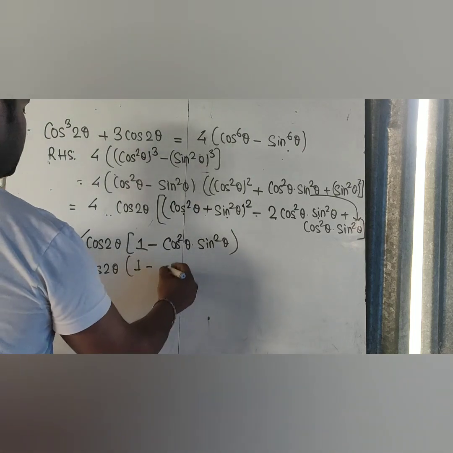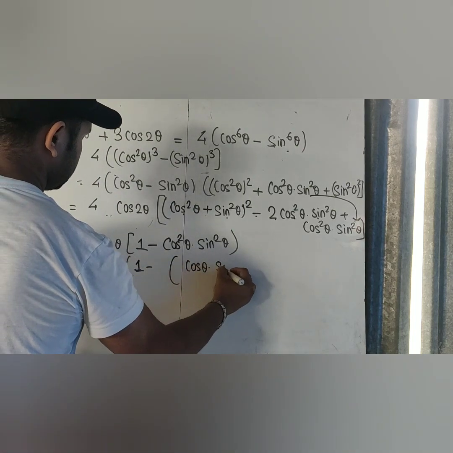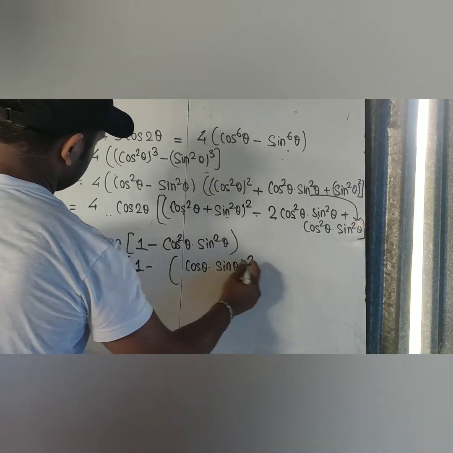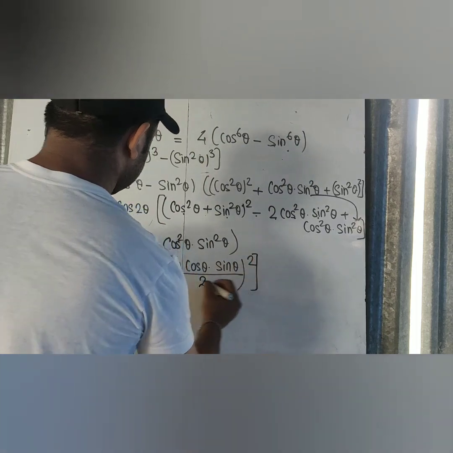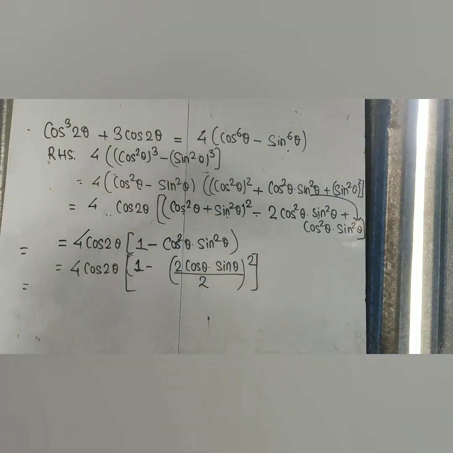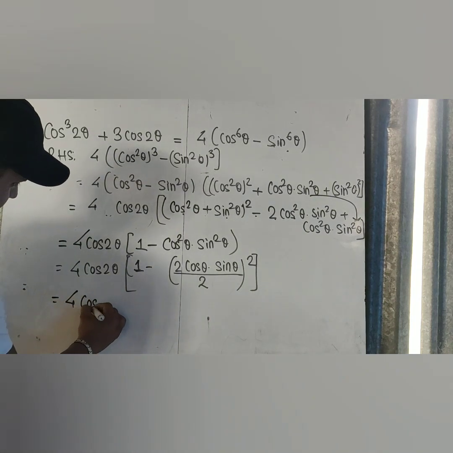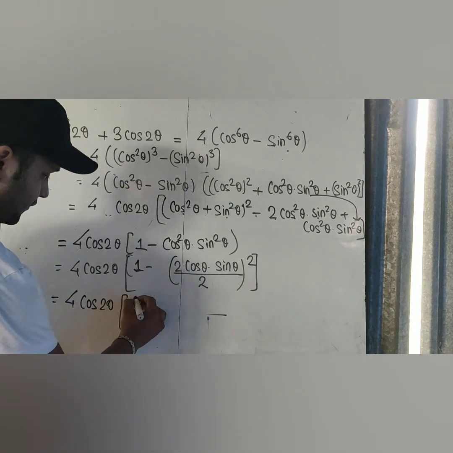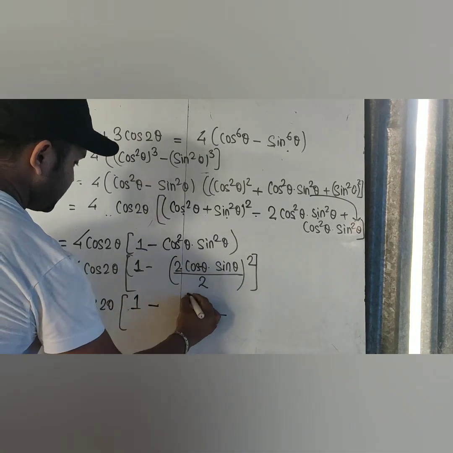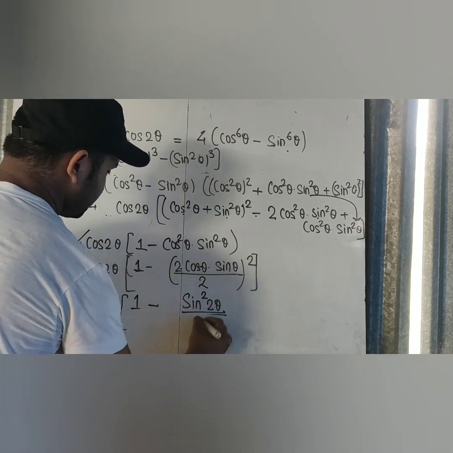Now let us write in the form of formula. We have cos theta sin theta whole square. We write here 2. We also write in the denominator 2, so that it changes in the form of formula. Now what we can do is 4 cos 2 theta. Now 1 minus 2 sin theta cos theta is sin 2 theta. You have square here as well, and the square of 2 is 4.